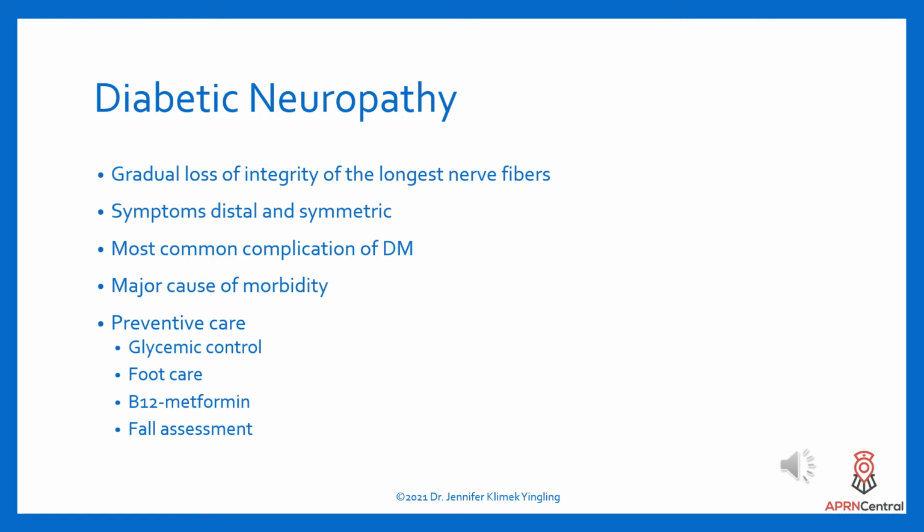What is some of the preventative care? Glycemic control. You want to keep them under good care. Annual podiatry visits. You want to make sure that their B12 levels are good. We know the first line drug is metformin for diabetes type 2, and that can cause those B12 levels to dip. You also want to make sure that you're doing a fall assessment on your elders.